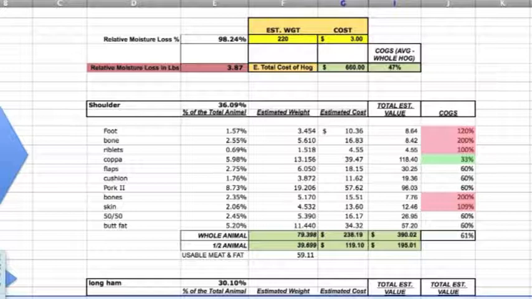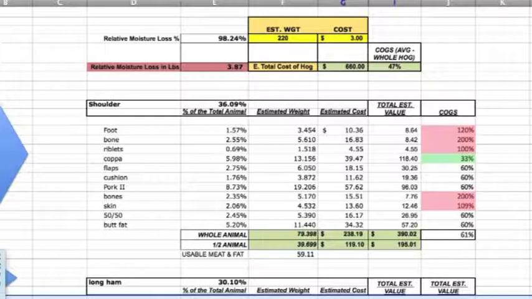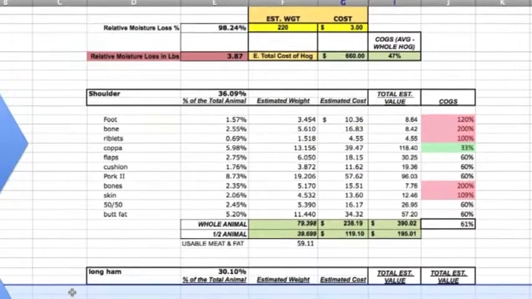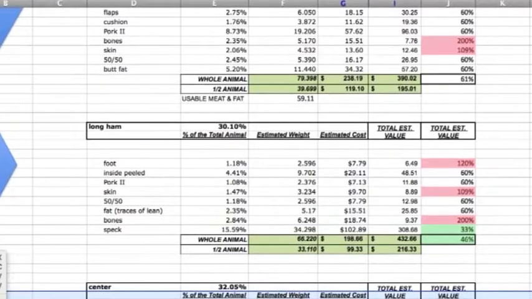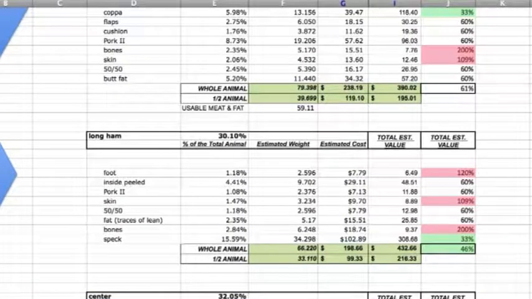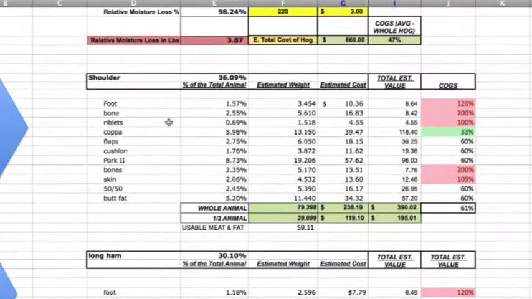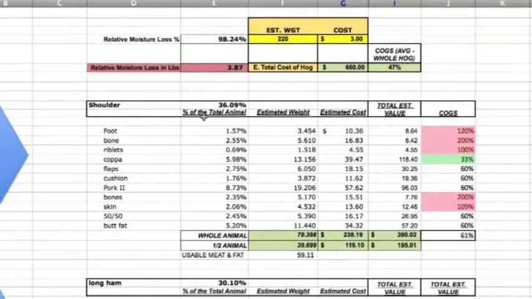So you can see how we walk through it. This is my yielding. And this has come from many years of processing, right? Many, many, many different hundreds of pigs. We've been able to get this average information, which you can use.